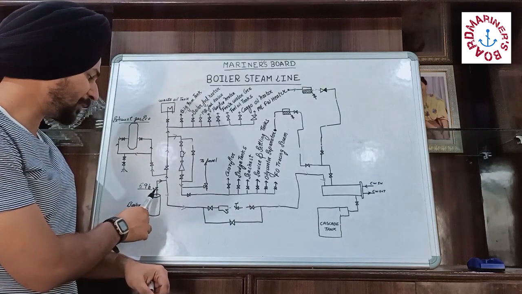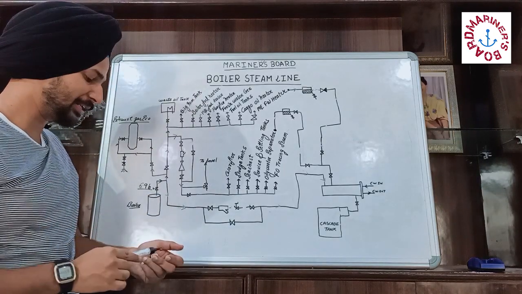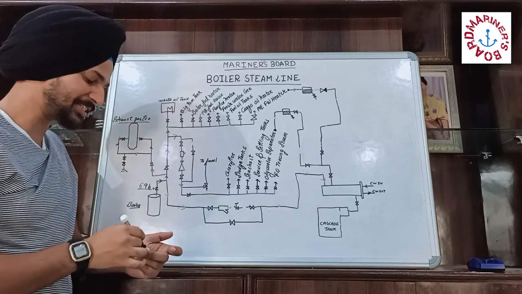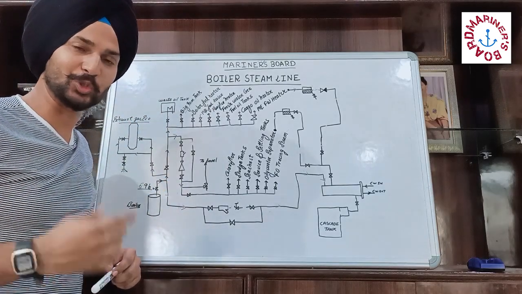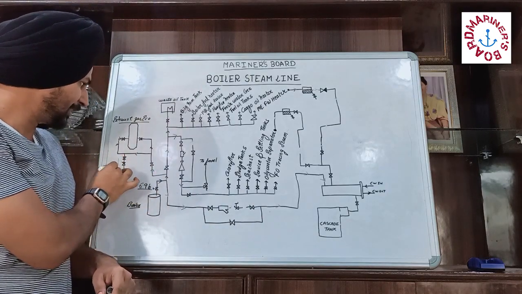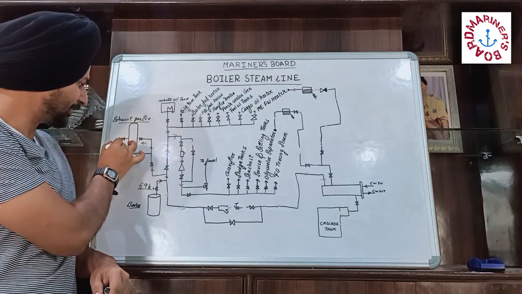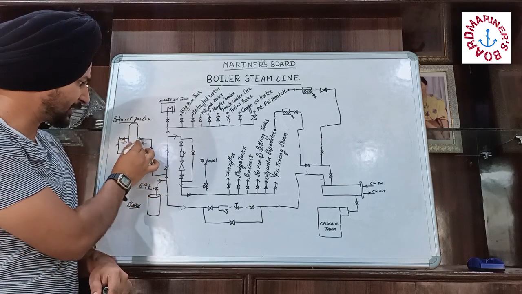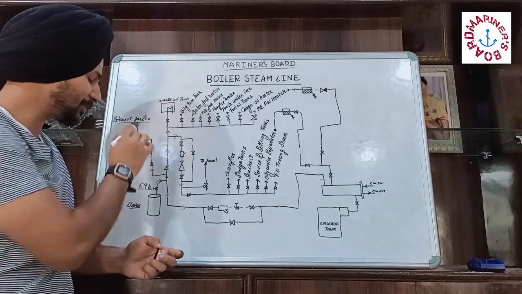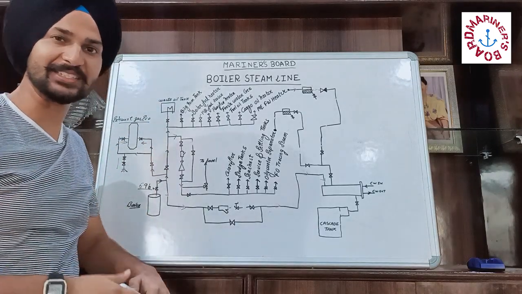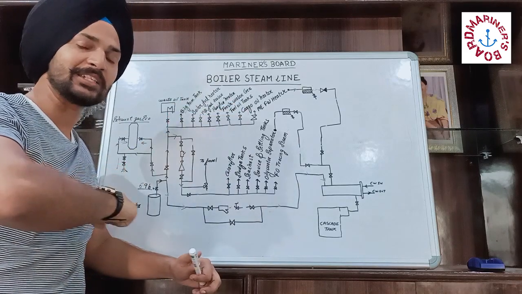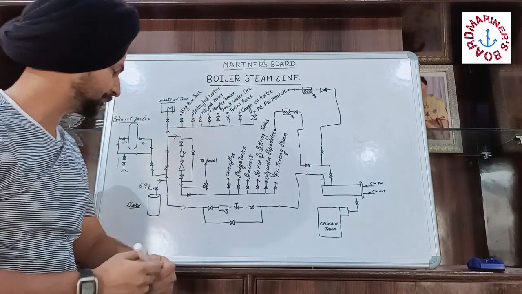So 6.9 bar steam is coming out from the boiler, which is further going to the exhaust gas economizer for the purpose of soot blow. So here we have the steam drain and the inlet to exhaust gas economizer. Here this is the open system. The steam is going to the tubes of the exhaust gas economizer, and directly from there along with the soot the steam is going out from the funnel.